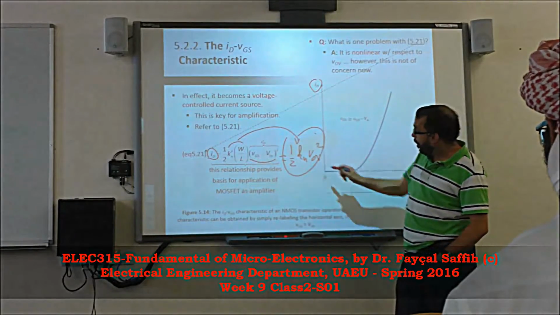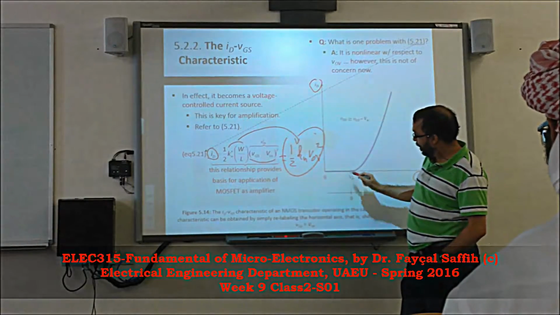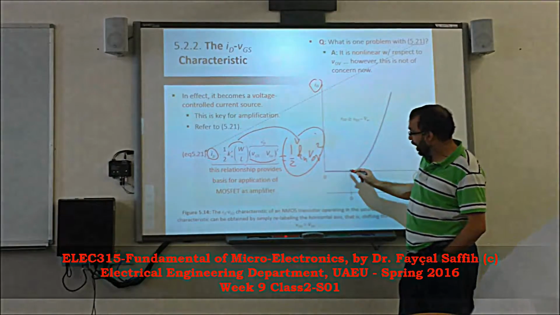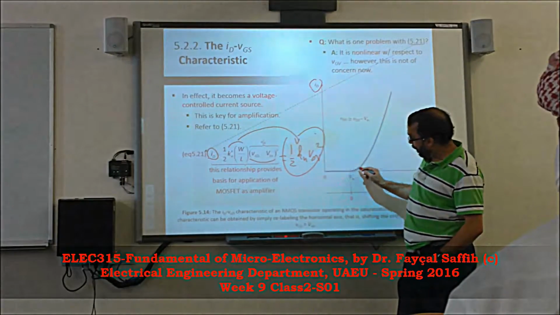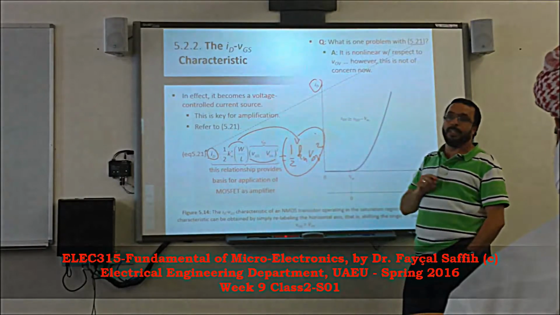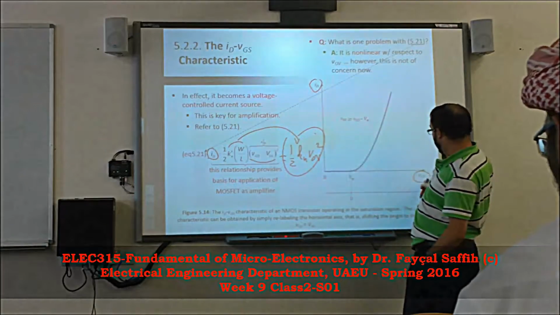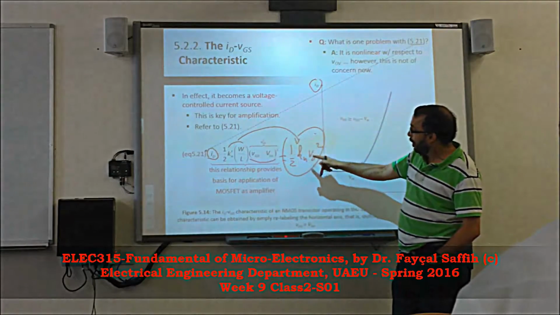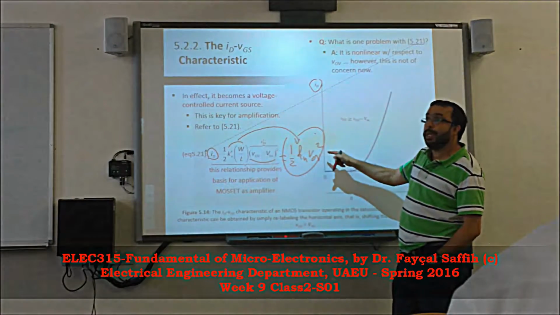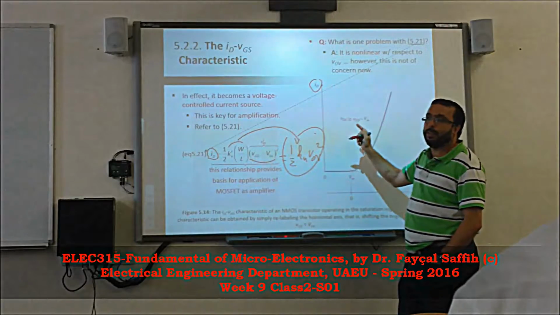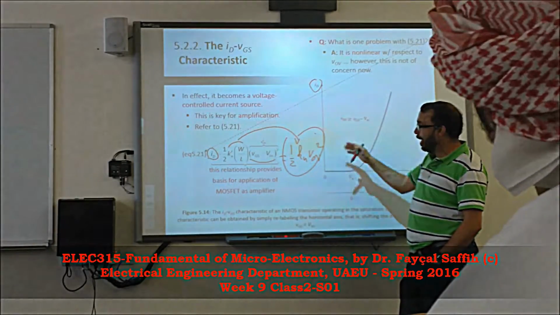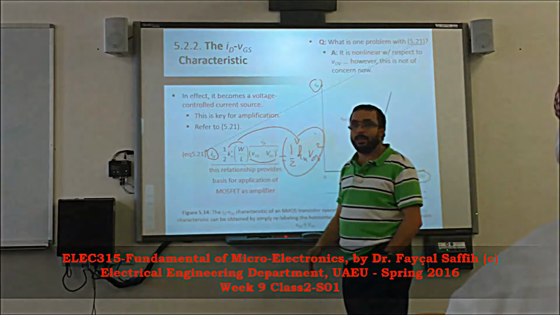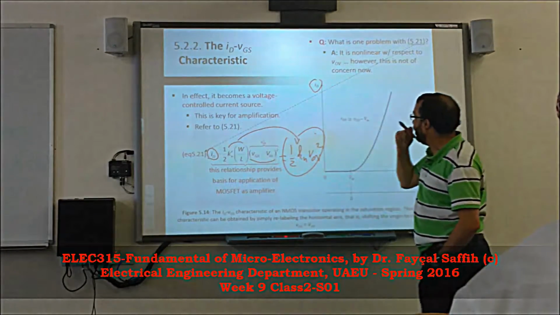But this starts only here. So here the overdrive is equal to 0, yes or no? That's why I is equal to 0. When the overdrive increases, the current increases, because this graph is of VGS. So if you want to plot this one, I have to write half Kn (VGS minus VT) squared, yes or no? But I have to add a condition that if VGS is less than VT, ID is equal to 0, and then I can plot this.